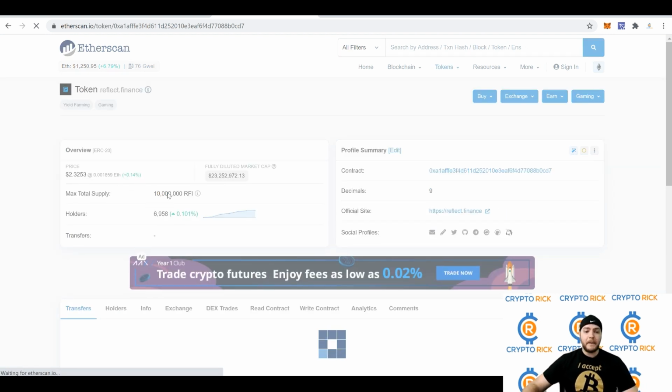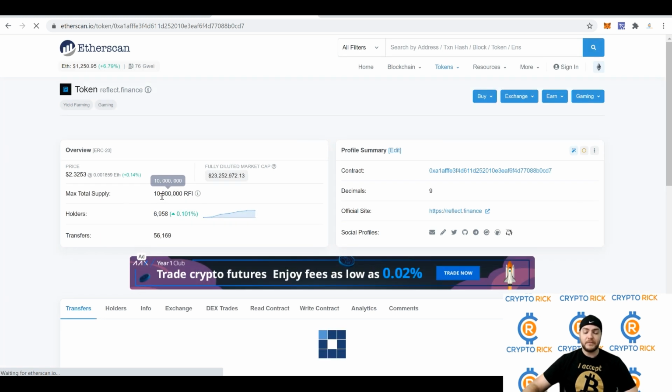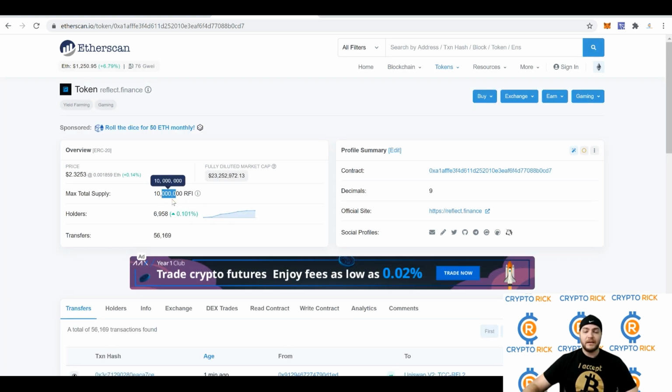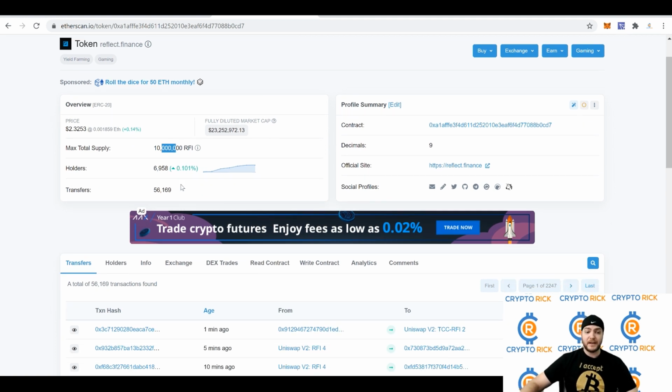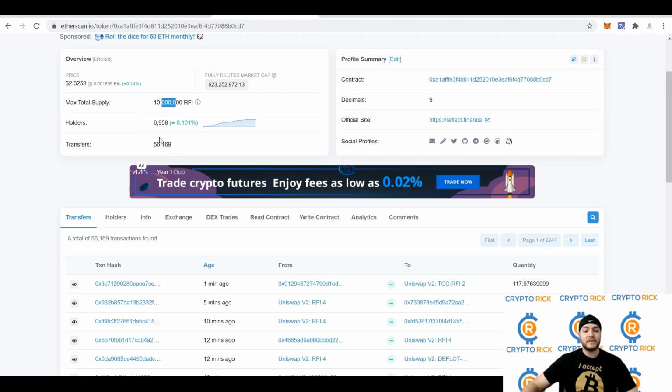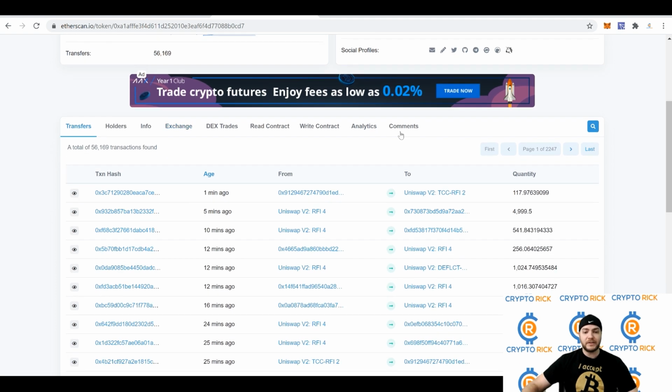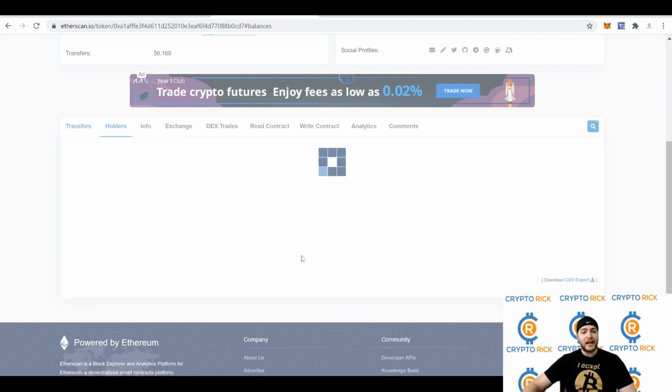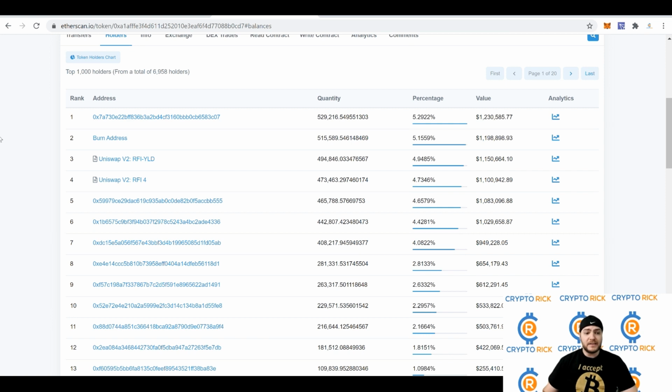Well, it's a 10 million total max supply, okay? Over 5% of that has been burned. That's pretty nice, right? Up to 6,958 holders now, so that's pretty awesome. Then you can take a look at the holders as well. Check out the burn address: 515,000 RFI have been burned, and counting, ladies and gentlemen. That's a very, very strong number.